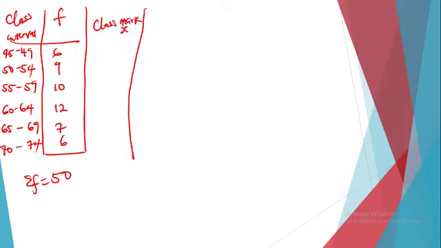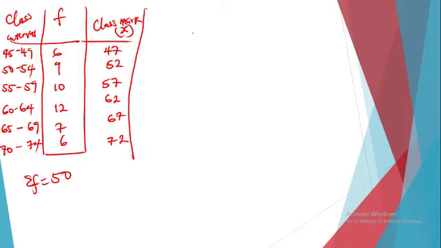A class mark, which is our x. You know how we do that, right? So this is 45 plus 49 divided by 2. We have 47. We've done that before. We have 52, so I'll be rushing. We have 57, we have 62, we have 67, and then lastly we have 72.